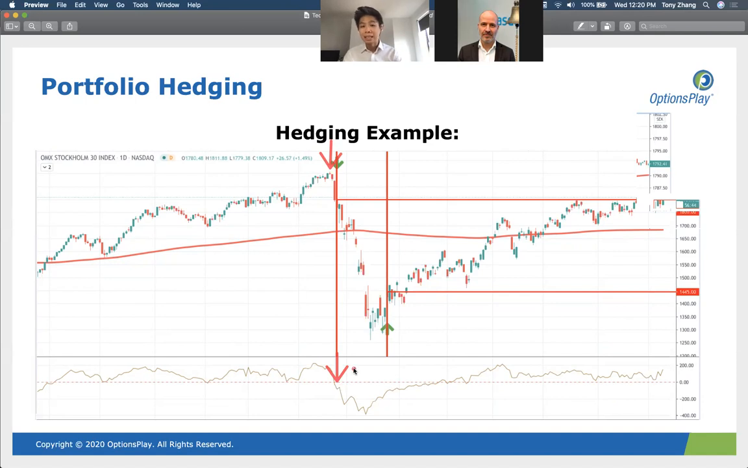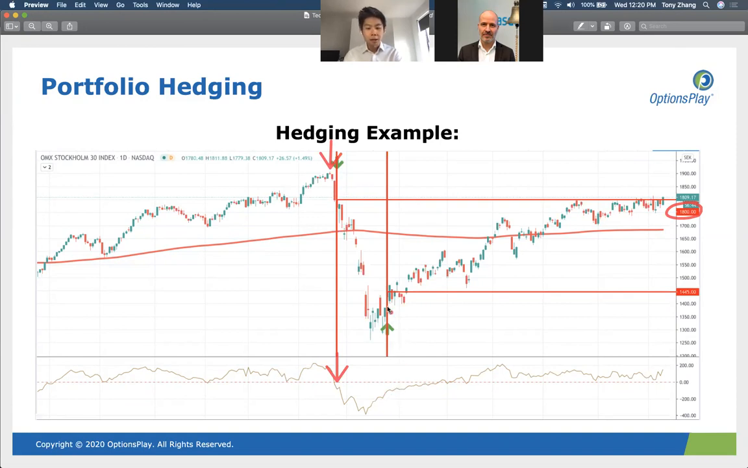That could have been a signal that the market was starting to roll over, that it's probably a time that I might consider putting on a put. I'm sorry, putting on a hedge for my portfolio. At the time, the index was trading at around 1800. This line represents 1800. That was the closing price on February 21st or 22nd.